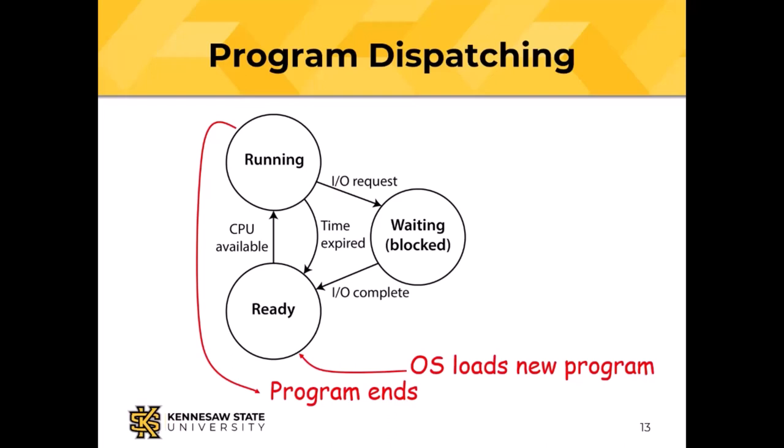One of two things happens. Either, actually one of three things, but in the ordinary process of running, either it makes an I/O request, and that moves it to the blocked state until the operating system finishes that I/O request. Remember, we have privileged instructions so that only the operating system can do I/O. The other thing that can get it out of running without ending it is that its time slot has expired. The third thing is that the program ends.